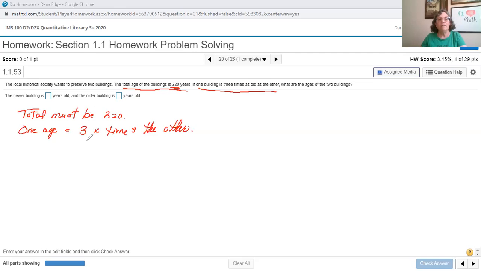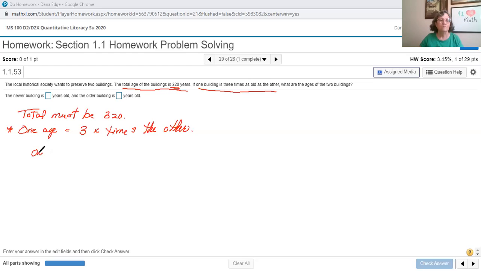I think it would be easier to start with numbers where one number is 3 times the other number, and then work toward two numbers that add up to 320, instead of trying to start with all the numbers that add up to 320 and then find one that's 3 times as big as the other one. So let's start here.